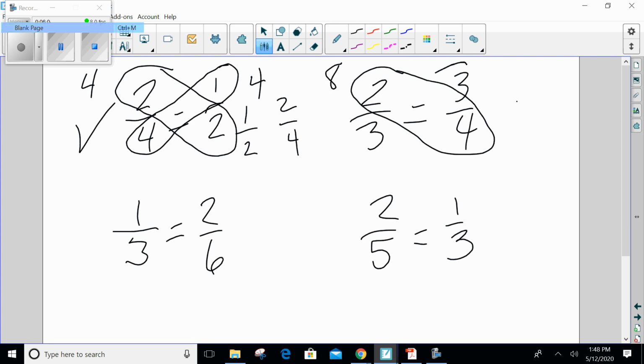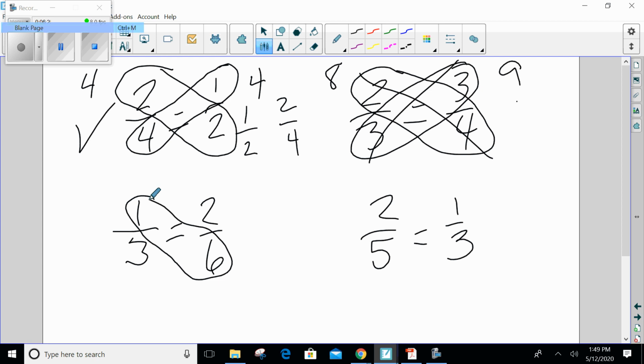Then I take my numerator, grab my denominator, 3 times 3 is 9. That doesn't equal, does it? It does not equal. It's not equivalent fractions. Okay. All right. 1/3 equals 2/6. Do my butterfly method. 1 times 6 is 6. 2 times 3 is 6. Are they the same? Yes.